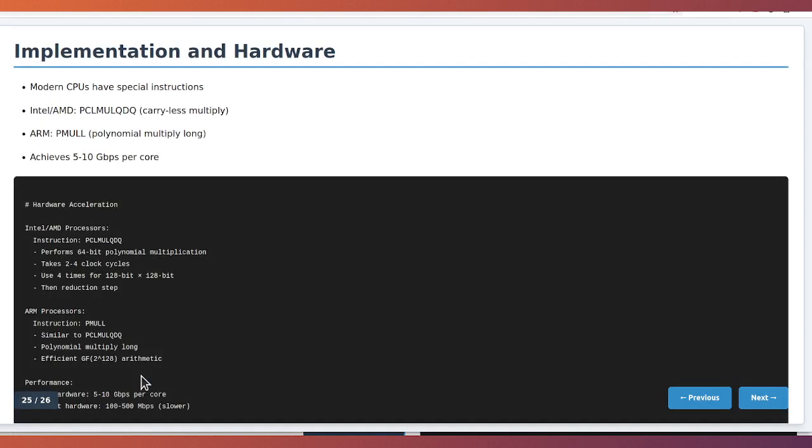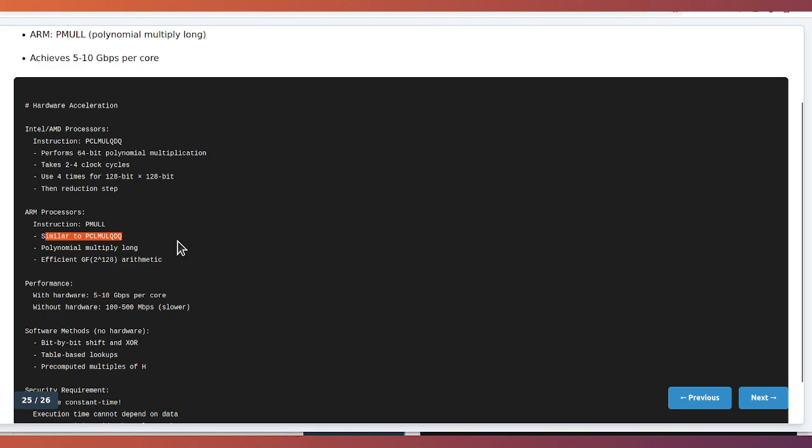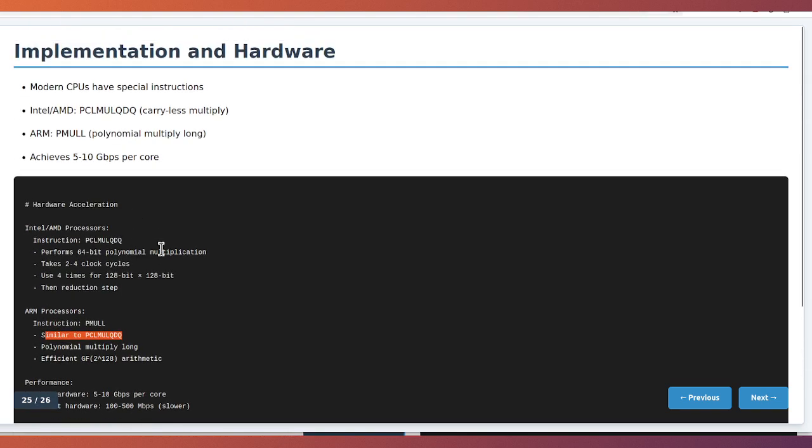Implementation and hardware acceleration. Implementing GHASH efficiently requires careful attention to the multiplication and reduction operations. The naive bit-by-bit approach is slow, so real implementations use optimizations. Modern processors have special instructions designed specifically for the polynomial multiplication needed in GHASH. On Intel and AMD processors, there is an instruction called PCLMULQDQ, which stands for carry-less multiplication quadword. This instruction performs 64-bit polynomial multiplication in hardware in just a few clock cycles.